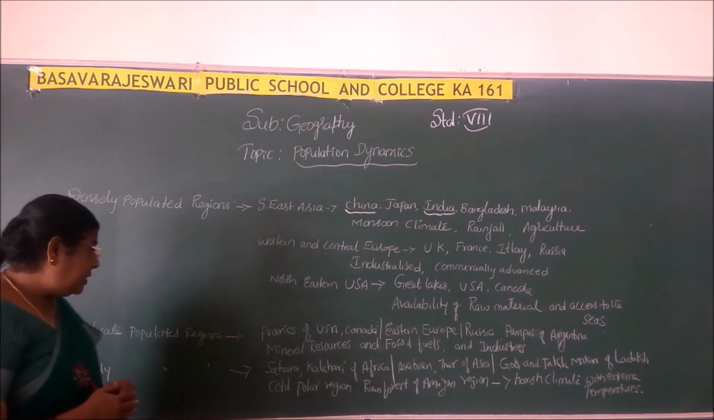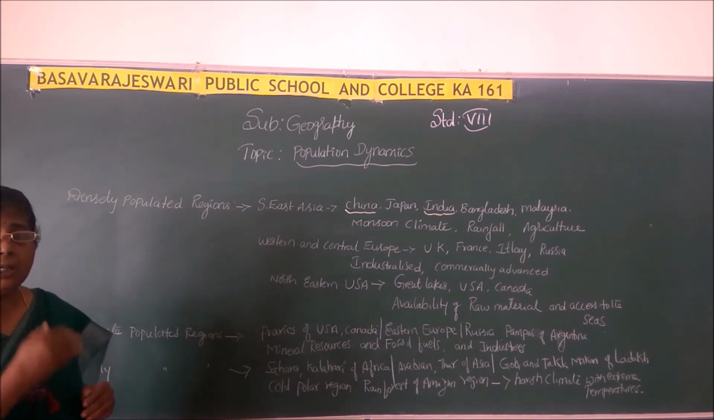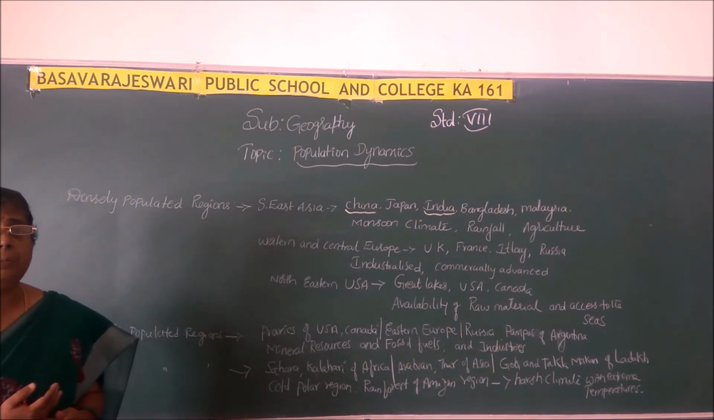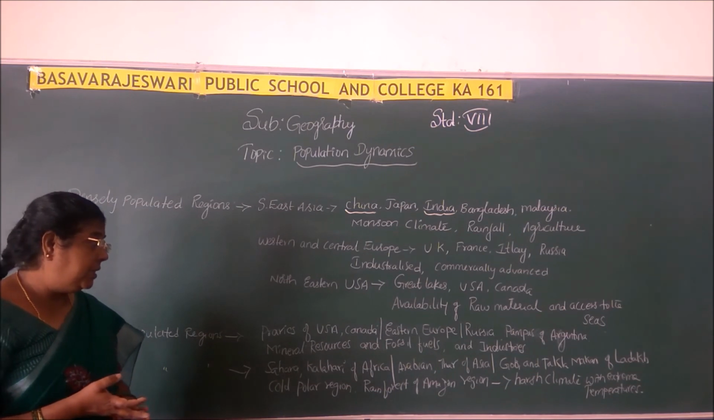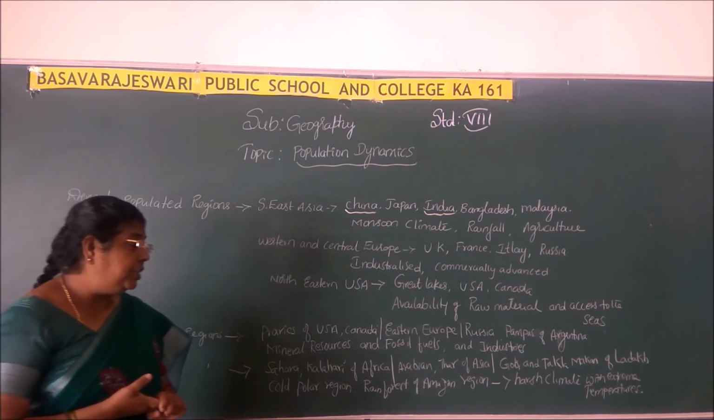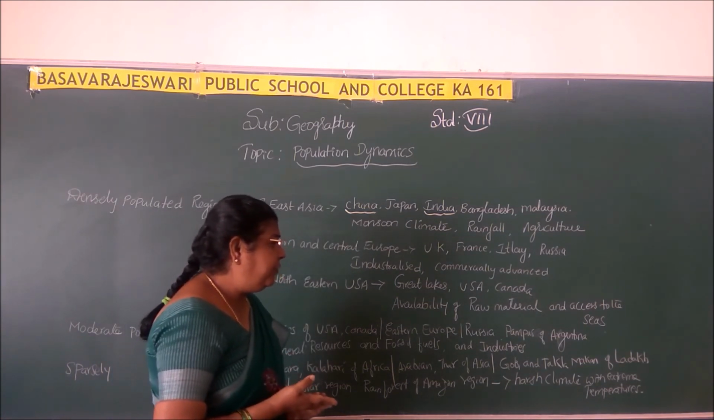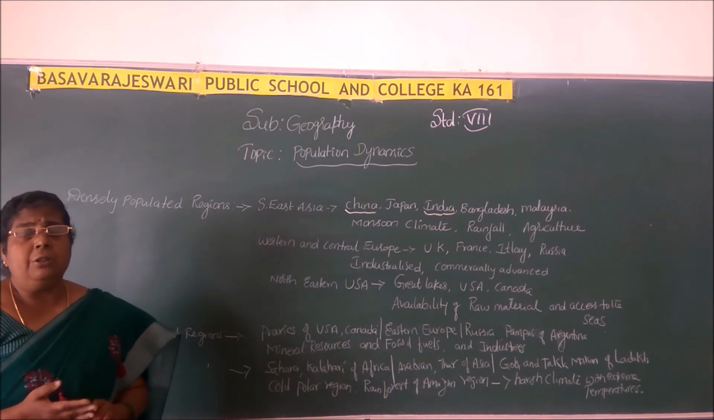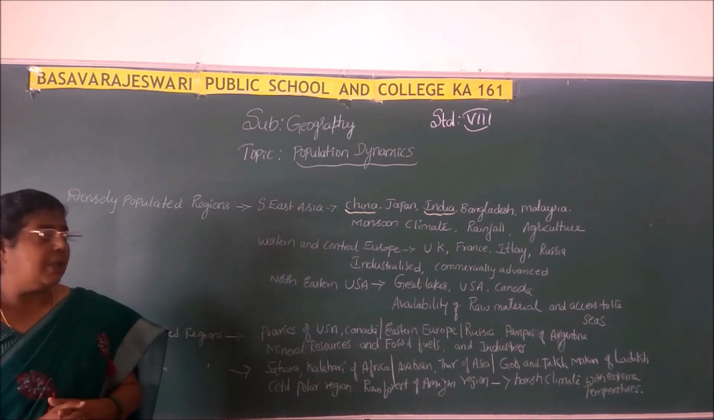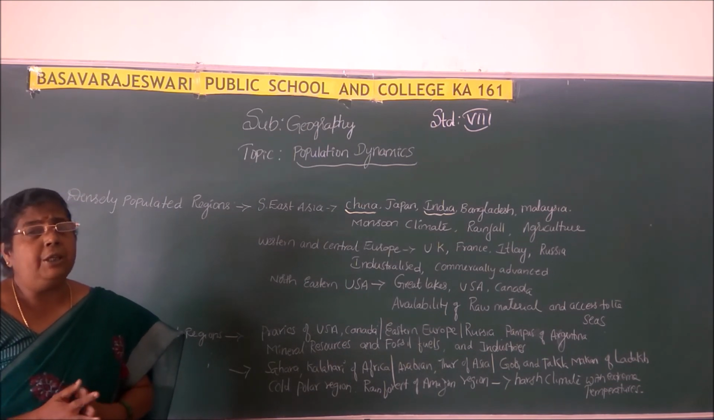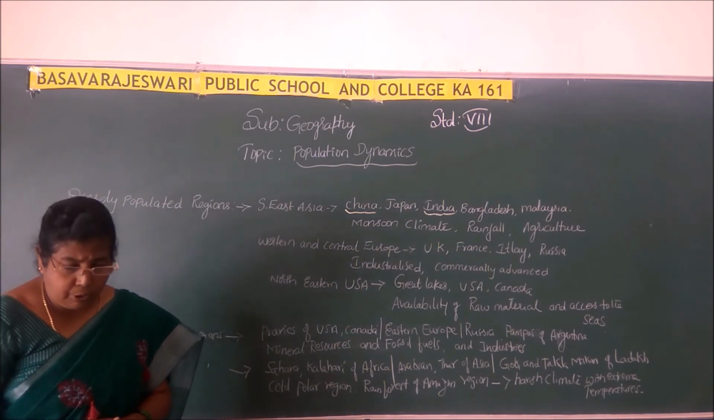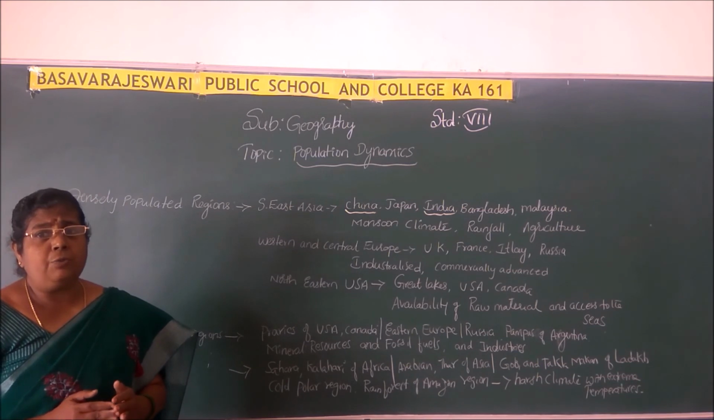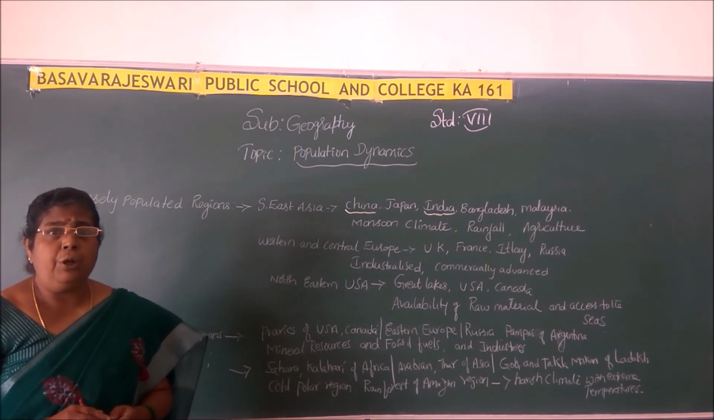Clear children? Some good examples of less populated areas are desert regions, which have extreme temperature, like the Sahara and Kalahari deserts of Africa, the Arabian and Thar deserts of Asia, the Gobi and the Great desert of Ladakh, and also the cold polar regions and the Amazon rainforest. These are good examples of sparsely populated regions. Clear children, in the next class we are going to learn what is meant by overpopulation, the causes of overpopulation and the impact of overpopulation.